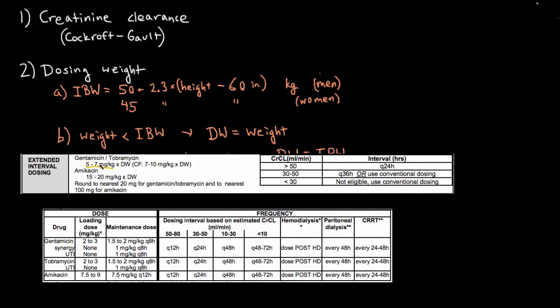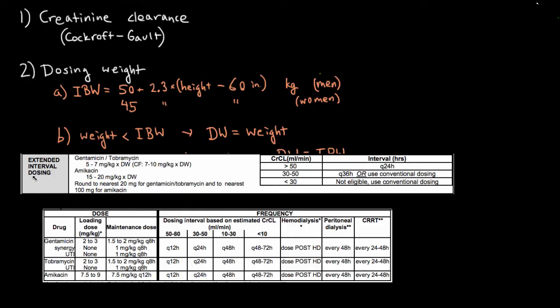You're going to give 5 to 7 times the dosing weight, and notice that that's significantly higher than the loading dose in conventional dosing. You're going to give that, and how often are you going to give it? For that you go over to the right side here. If they have a good creatinine clearance over 50, you give it every 24 hours. If it's a little worse, you're going to give it every 36 hours. But if it's below 30, you cannot give extended interval dosing. Recall that we said that was one of the exclusion criteria. For amikacin, you're just going to give a different amount, otherwise it's the same.